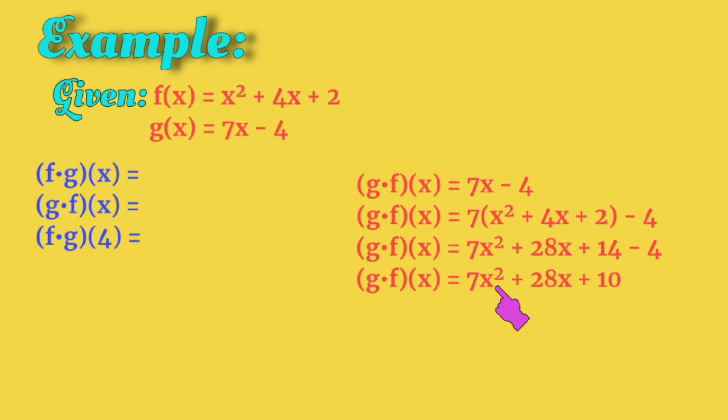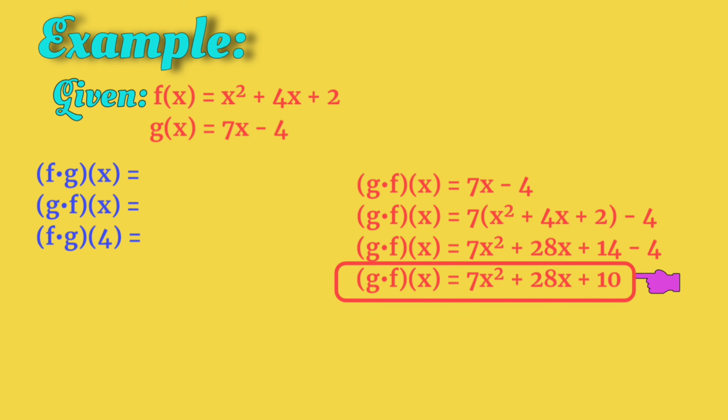Lastly, just bring down the 7x squared plus 28x. Then 14 minus 4 would be 10. Therefore, our g composed of f of x is 7x squared plus 28x plus 10.